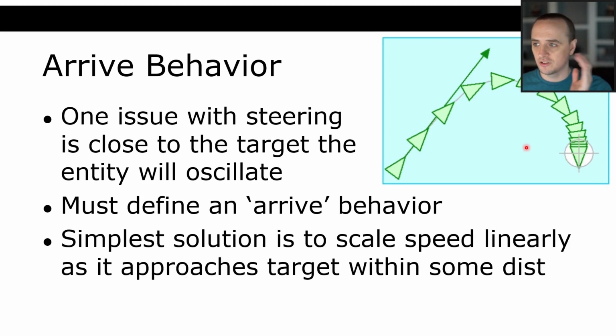So the simplest solution to an arrival behavior is to just scale the speed as it approaches the target within some distance, right? So what we do here is that we don't go full speed into the target. Picture that you are pulling into a parking spot at the Avalon Mall, right? There's a bunch of psychos driving around you. You're going down the road at like 50. You turn into the parking lot. As you arrive at your destination of your parking spot, you're probably not jamming it in there at 50, right?